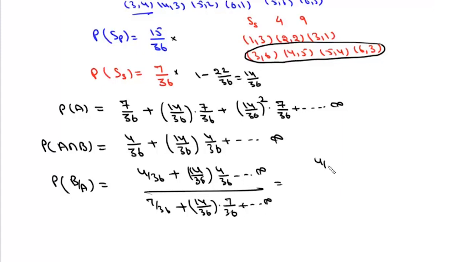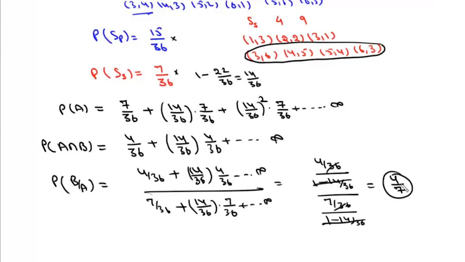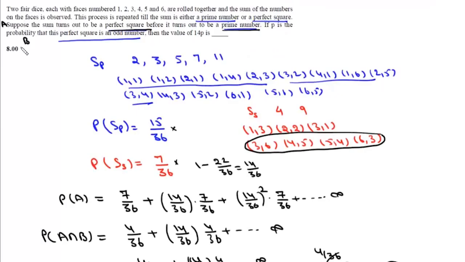Now this is a upon 1 minus r, and this also is a upon 1 minus r. I'll cancel, 36 will also cancel, so this conditional probability p will be simply 4 by 7. Now we need to find the value of 14p. So the value of 14p will be simply 8, and that is the answer to this question.